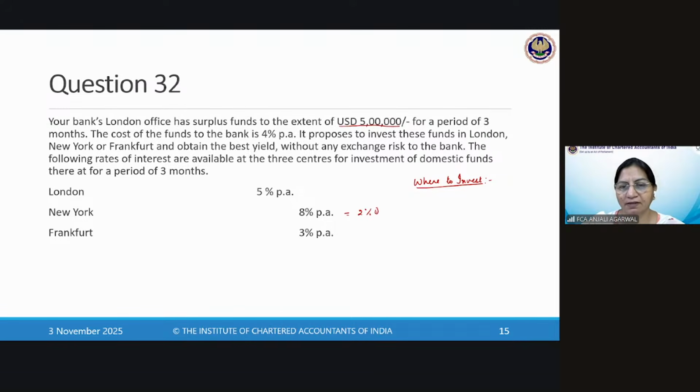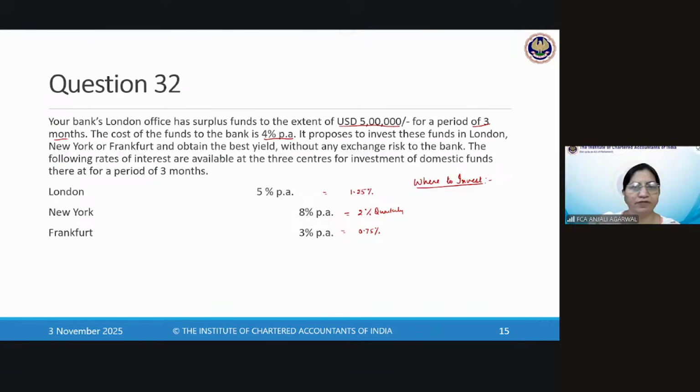Let me convert it into your quarterly return. Here it is 0.75% per quarter, and here it is 1.25% per quarter. It's because we are going to invest only for 3 months. So we will see where the investment is most fruitful. The cost of funds to the bank is 4% per annum. It proposes to invest these funds in London, New York, or Frankfurt and obtain the best yield without any exchange risk to the bank.